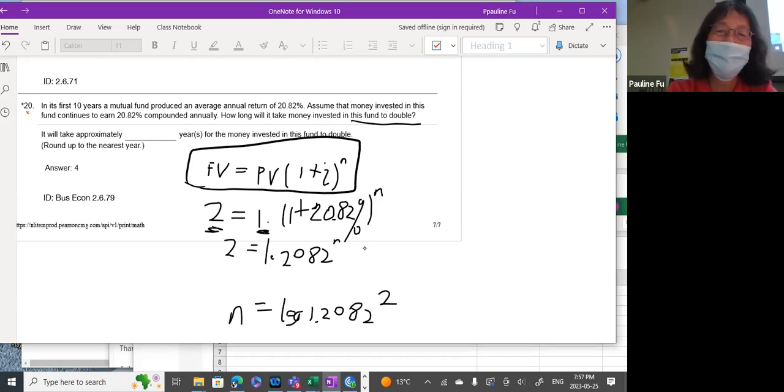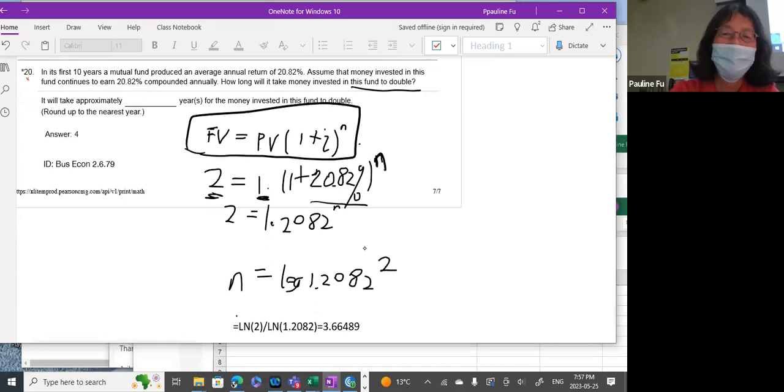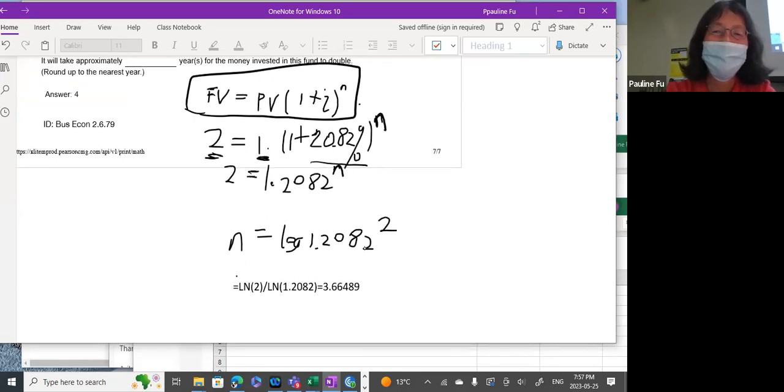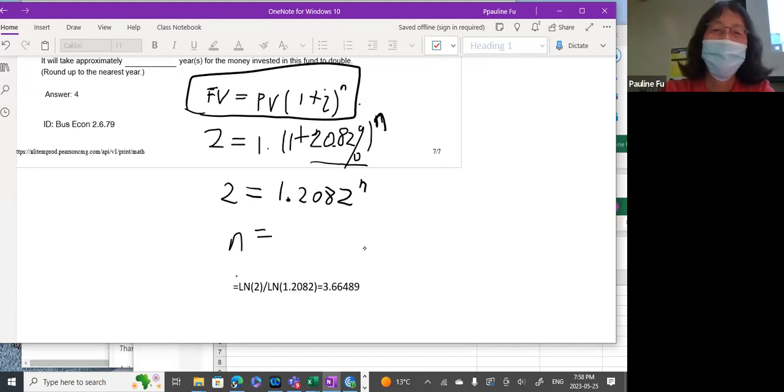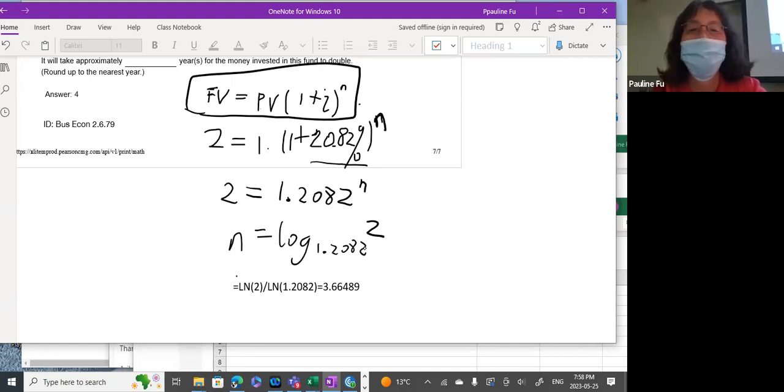And you plug into the future value, present value formula. The interest is 20.82%. How long it will take means solve for n. So you get 2 equal to 1.2082 raised to power n. Let me rewrite this to be clear. So 2 equal to 1.2082 raised to power n. What is n? n is log base 1.2082 of 2, right?